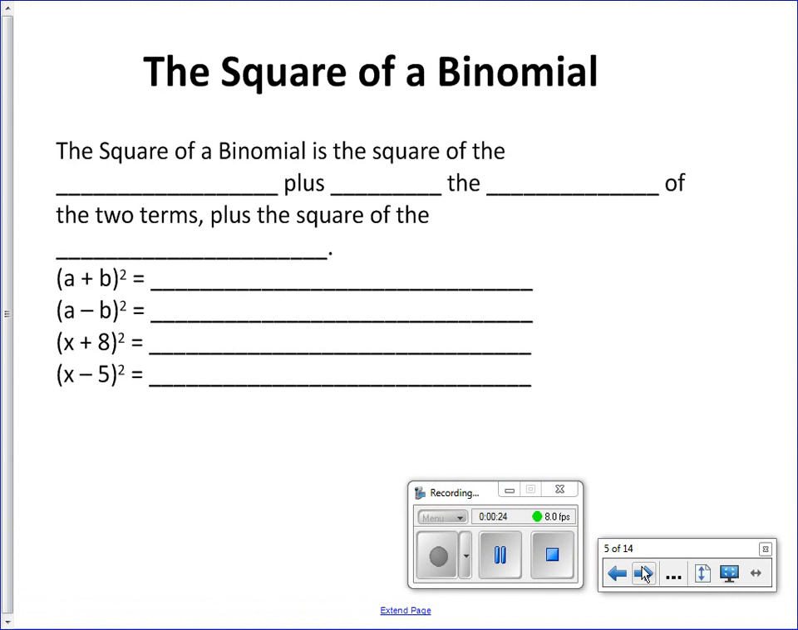All right, so the square of a binomial. The square of a binomial is the square of the first term plus twice the product of the two terms plus the square of the last term.